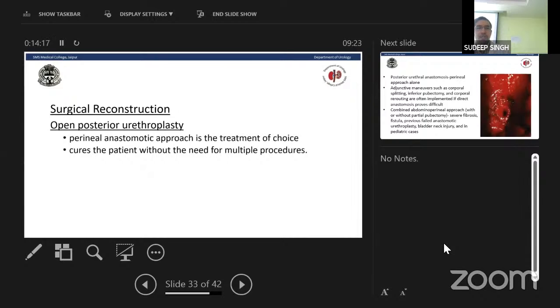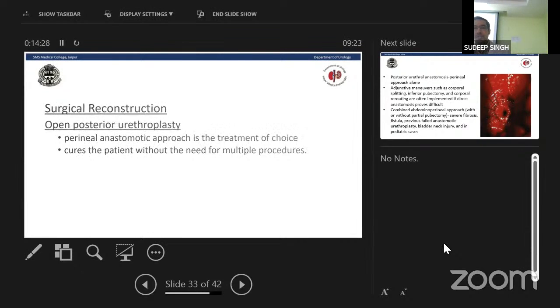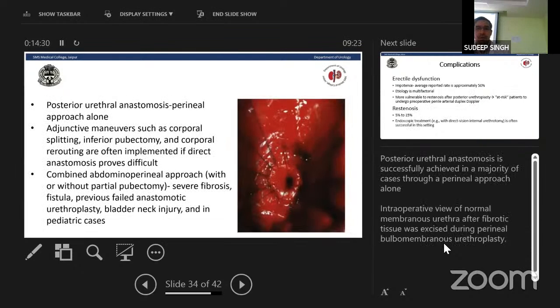So the gold standard is surgical reconstruction with open posterior urethroplasty. The perineal anastomotic approach is the treatment of choice. It cures the patient without the need for multiple procedures. For the posterior urethral anastomosis, we go via the perineal approach alone, and this has been shown to be successful in the majority of cases.